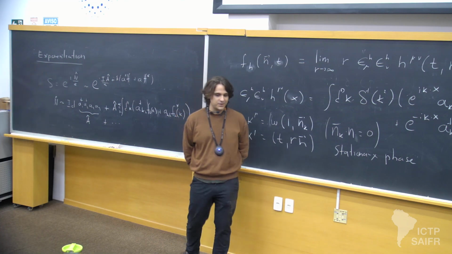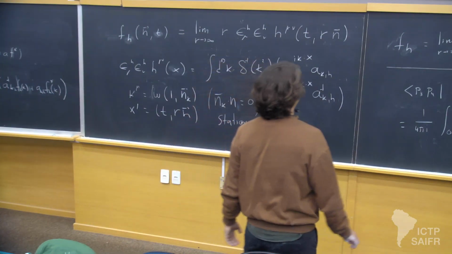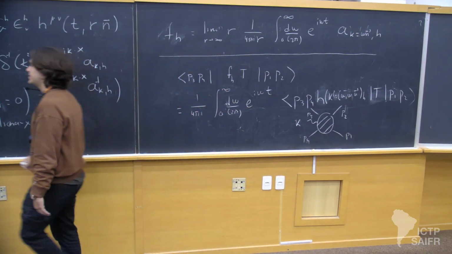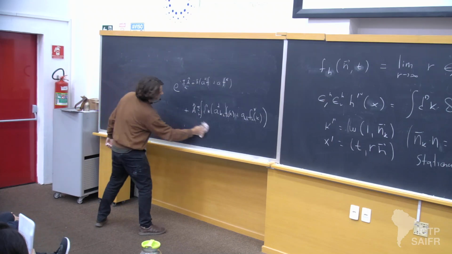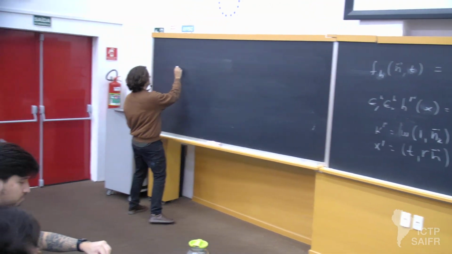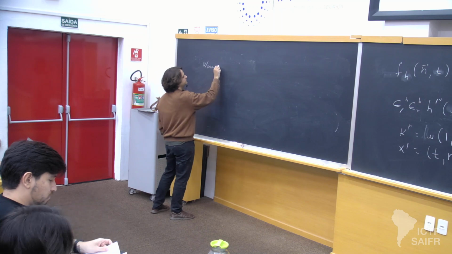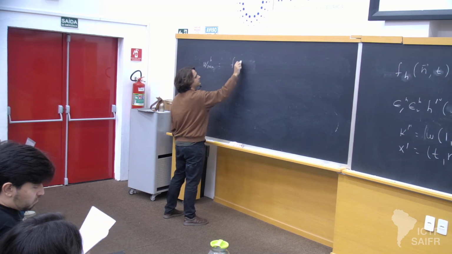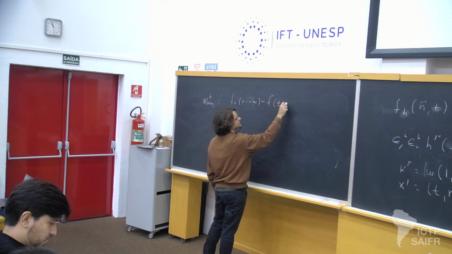So for those who don't know, first of all, the linear memory is the fact that for this function here, which is a function of time, there's a quantity which is called the memory, which is very simple to understand. It's just the total change in the waveform. Let me just fix the helicity. This is just f at t equals plus infinity minus f at t equals minus infinity.